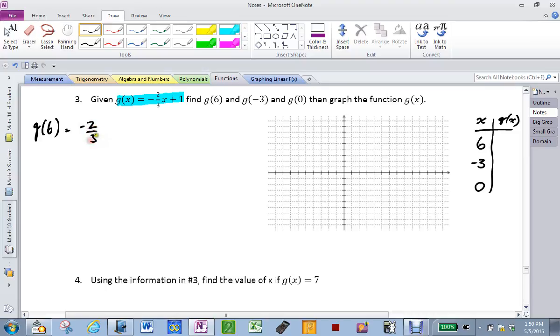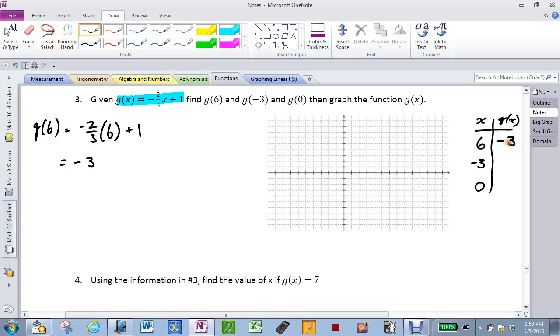Negative 2/3. And then there was an x. Are there x's anymore? What is there now? 6 plus 1. Now, a great many of you are bad at fractions. That's your problem. Negative 2 times 6 is negative 12, yes? Negative 12 divided by 3 is negative 4, yes? Negative 4 plus 1 is negative 3. So when my input was 6, what was my output?